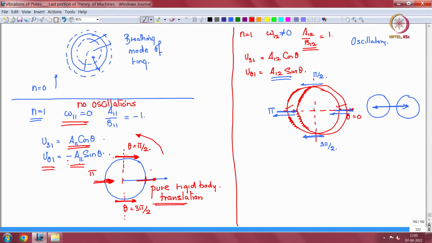So there is compression here and rarefaction here, there is extension here. On the other side, when this movement happens, that means when the ring comes like this, then the points accumulate over this side. That means there is compression here and tension here. So both are happening.